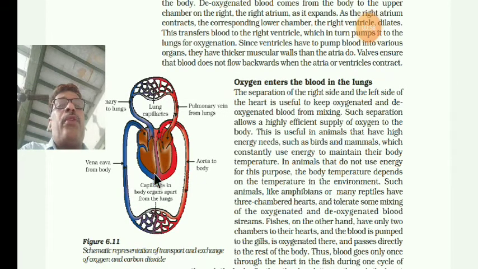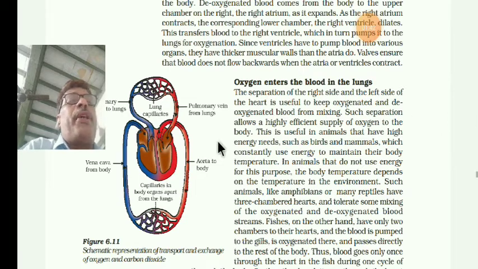Here also the diagram is like this. Here the septum will be there. This is the right side and this is the left side. So in this way we have got the knowledge. The separation of the right side and the left side of the heart is useful to keep the oxygenated and deoxygenated blood from mixing. So due to this, the two will not mix up.